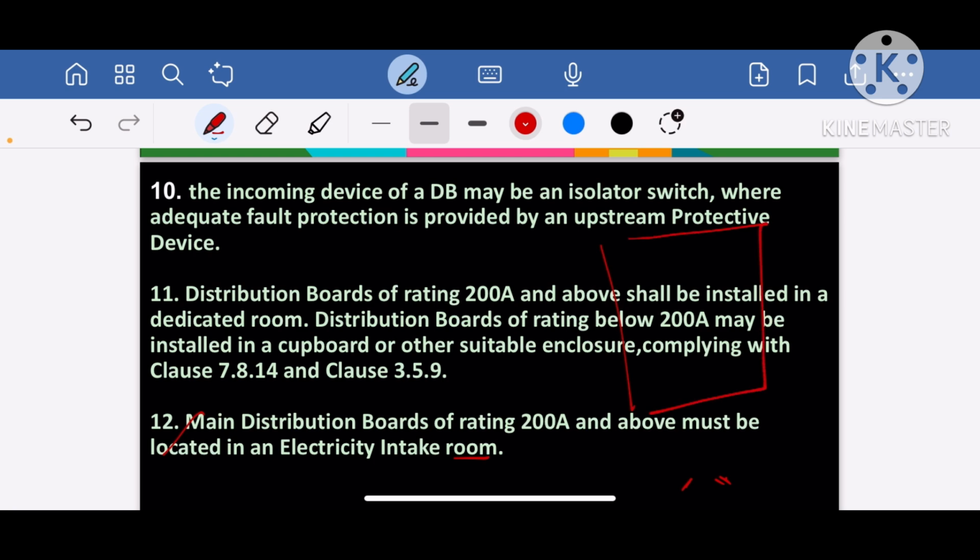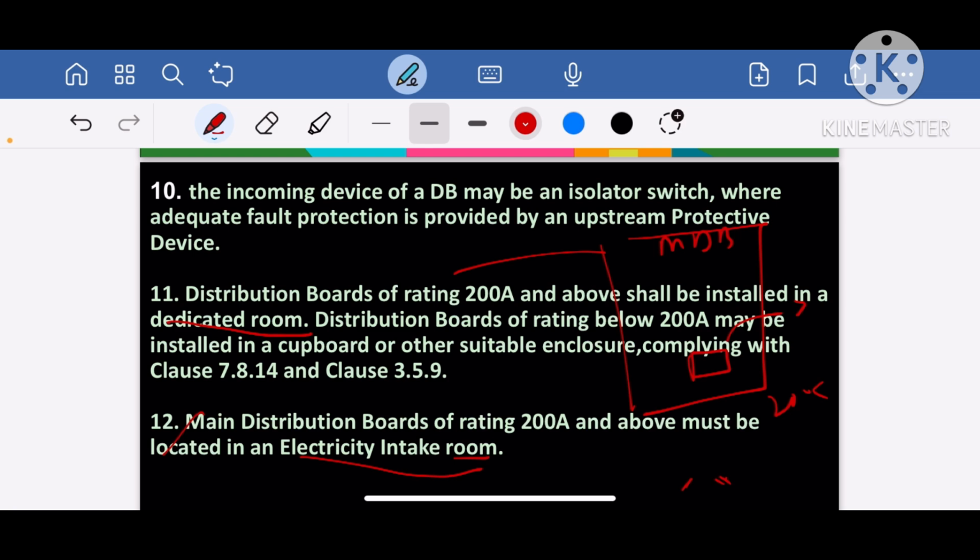Suppose this time it is not an SMDB, it is the main distribution board which is receiving power from the authority. Then suppose the rating of this incomer is greater than or equal to 200, then this must be inside the electrical room. In the SMDB case, suppose this rating is 200 and above, we can install it in a dedicated room. It could be any room, not specified that it should be an electrical room.